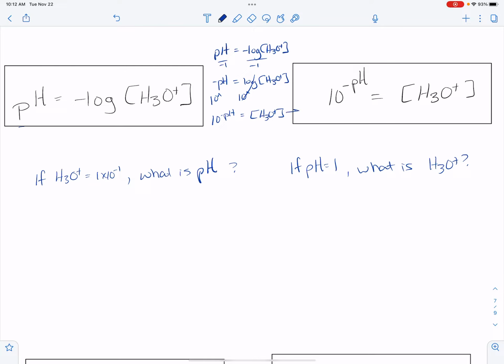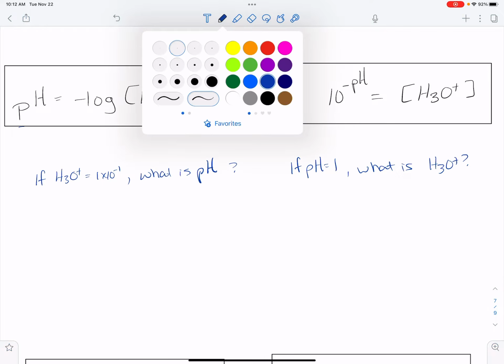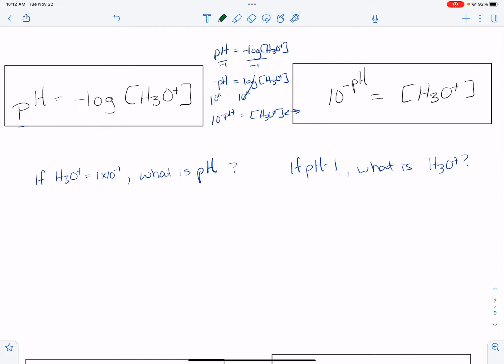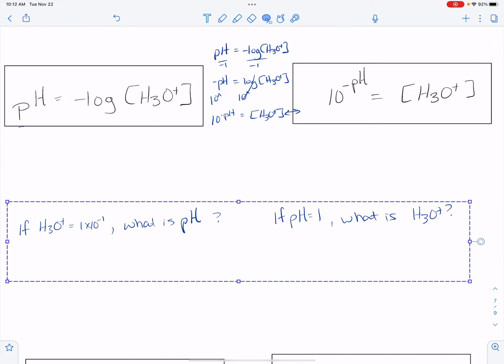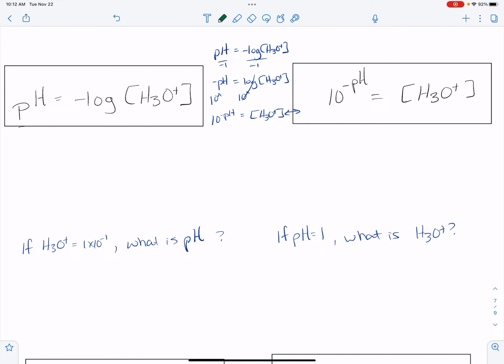So hopefully you're seeing that that's the same thing. And if I need to do it in reverse, let me scooch these down just a little bit. Then I can take this one right here, and I can take the log of both sides. So the log of 10 to the negative pH is equal to the log of H3O plus. And whenever you take the log 10 of something, that cancels that out. So I'm left with negative pH is equal to log of H3O plus.